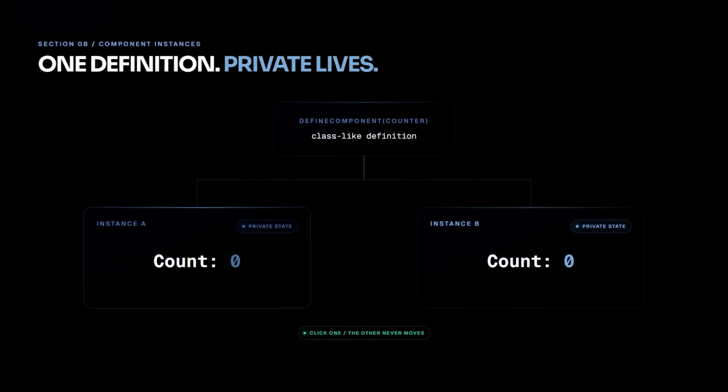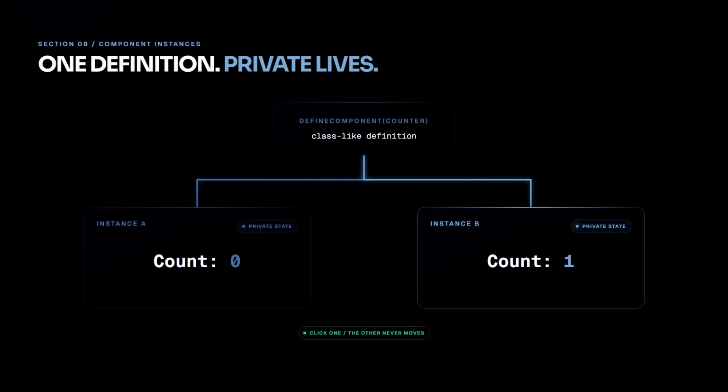We keep saying a component, but defining a component doesn't just hand you a component, it hands you a class basically. Every place you actually use that class becomes its own separate instance with its own private state and lifecycle hooks. Put two counters on the same page and they never touch each other's count. Click one and the other doesn't budge. That independence is the whole reason components are worth having.